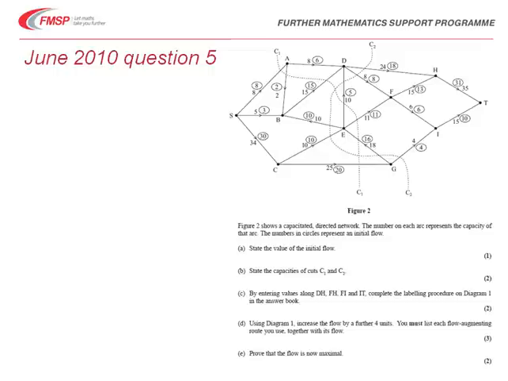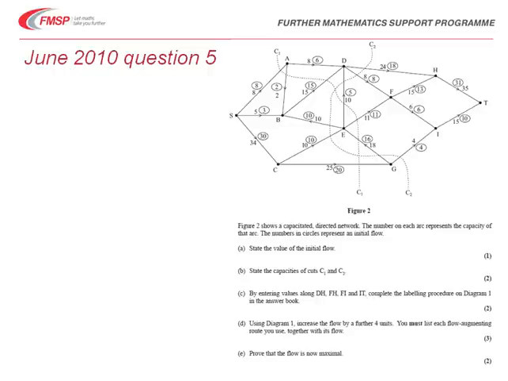This is a typical exam question. In particular, it's from the June 2010 paper, question 5. So reading through it, it says that figure 2, which is shown, is a capacitated directed network. The number on each arc represents the capacity of the arc, and the numbers in the circles represent the initial flow. So we have to be sure that we know what's going on there.